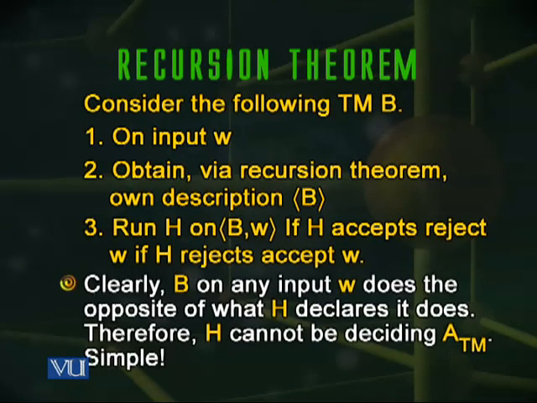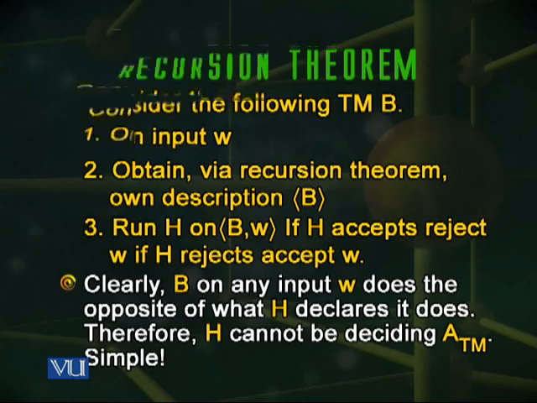Clearly on any input w, B does the opposite of what H declares it does. Therefore, H cannot be deciding A_TM. Simple. So, only a few lines were needed to prove that the halting problem was undecidable. That's because we have all the power of the recursion theorem with us. Let's look at this proof a bit more closely. Let's see how we are actually applying the recursion theorem. How are we constructing this Turing machine B?